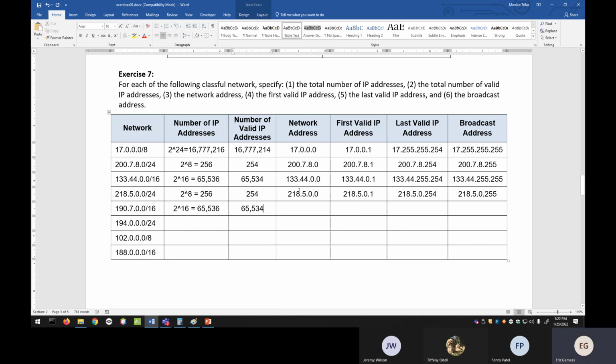So what is the network address? So the first 2 bytes, I have to always have them. Because here it says the first 16 bits are common because they belong to the network part. So I cannot change the first 2 bytes. So I will always have 190.7. Now, if I want the very first IP address, what will be the last 2 bytes?